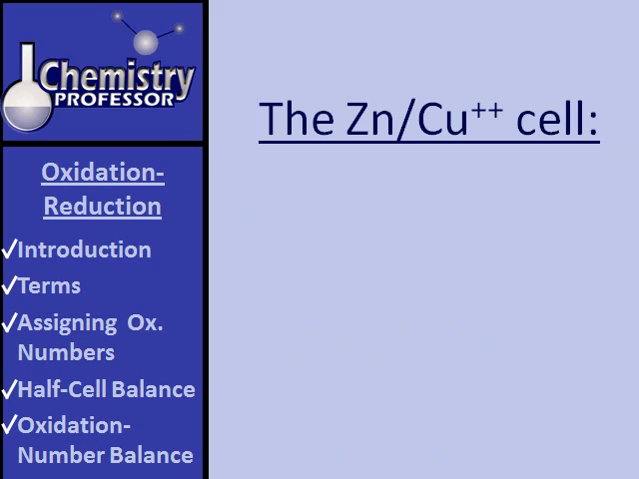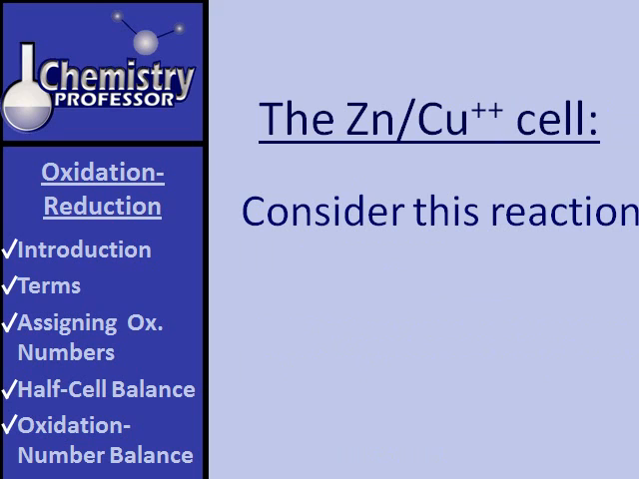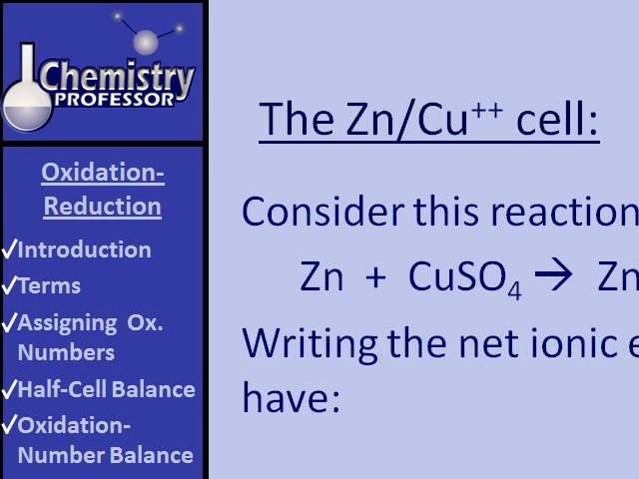Let's look at the all-important Daniell cell, the zinc copper ion cell. Look at this reaction. You have zinc plus cupric sulfate giving you zinc sulfate and a precipitating copper. This is done in solution. Now when we write this as a net ionic equation, we have zinc plus the copper ion producing the zinc ion plus copper element.